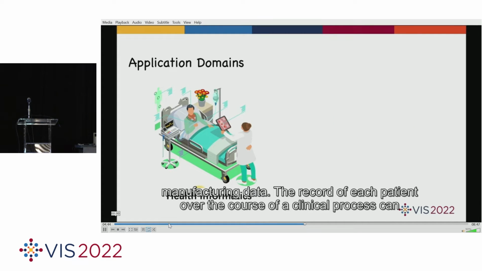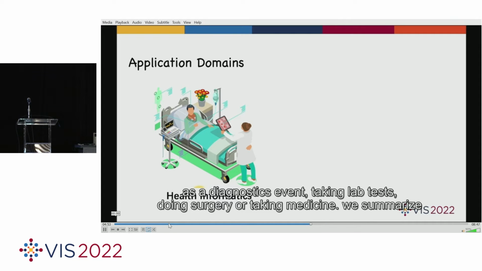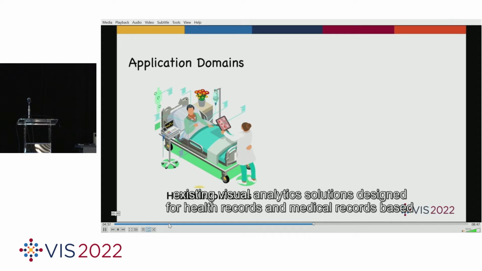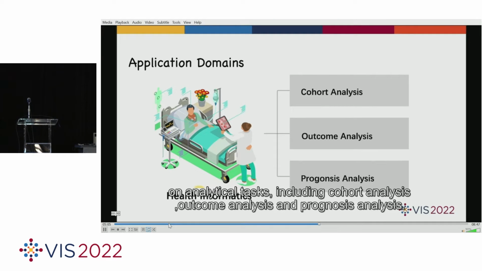The record of each patient over the course of a clinical process can be considered as an event sequence, with each event representing a clinical event, such as a diagnostics event, taking lab tests, doing surgery, or taking medicine. We summarize existing visual analytics solutions designed for health records and medical records based on analytical tasks, including cohort analysis, outcome analysis, and prognosis analysis.